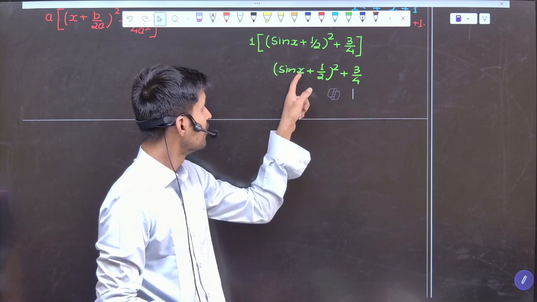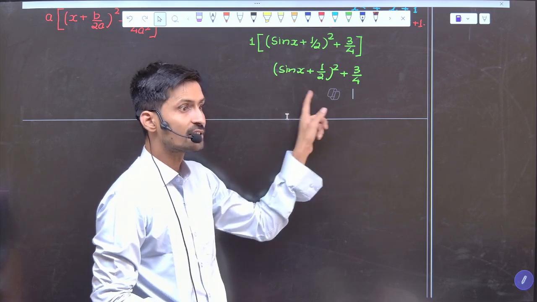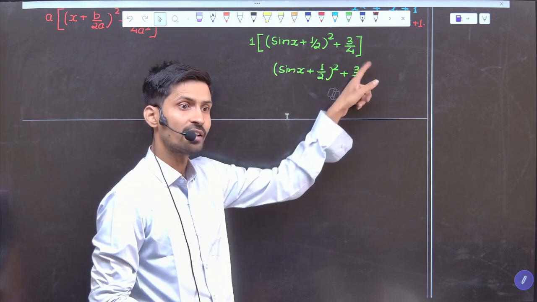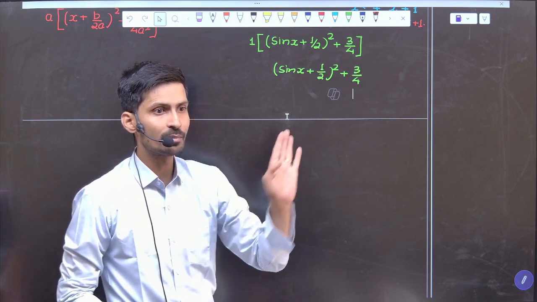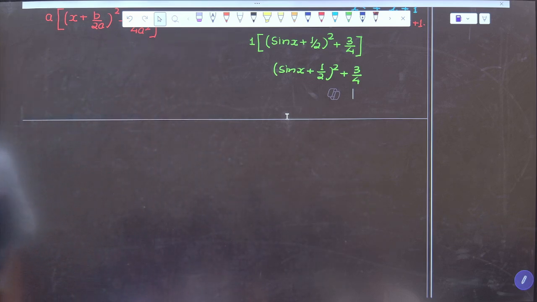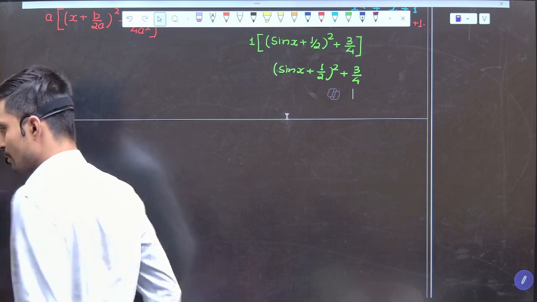How we'll find? We'll start from sin x, minus 1 to 1. Then you will add 1 by 2. Then you will take a square. Then you will add 3 by 4. In 4 steps, you will get the range of that. Everyone, start doing, and I am coming to your copy to check what you are doing. You can ask me your doubts. Okay. So 1 minute time it will take.